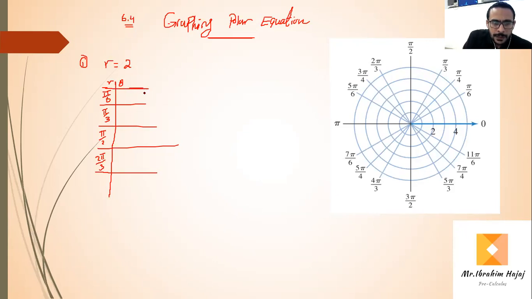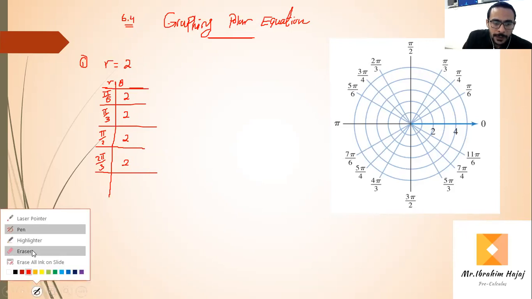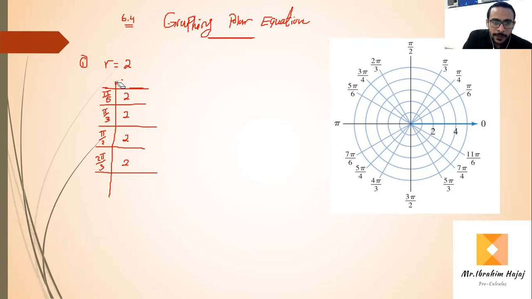Let's find here, guys, the values. When I say pi over 6, there is no theta in the equation, so it's constant. So it stays the same: 2, stays 2, stays 2, right? Because r is still 2 for all the angles we have.